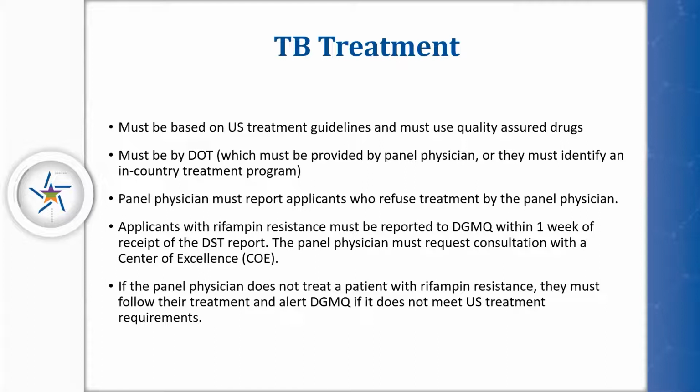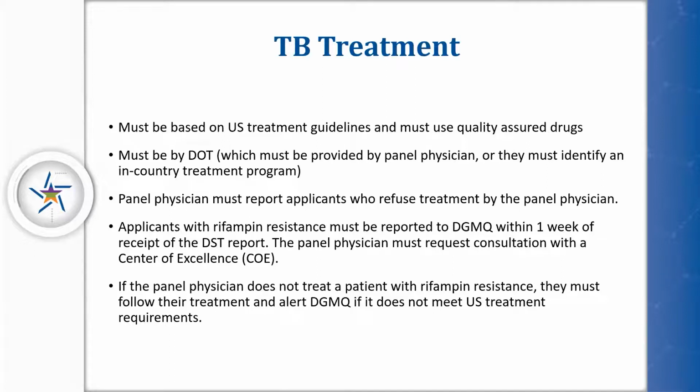So the panel physician must report any applicants who refuse treatment by the panel physician, and also whatever other arrangements were made, and what the panel physician's comfort level is with the arrangements that were made. So remember, if you have someone who absolutely does not want to be treated by DOT and does not want to work with the panel physician to get treated, then that individual would have to wait a year and come back for a reevaluation after the end of the evaluation period. That would be a year after the non-sanctioned treatment.